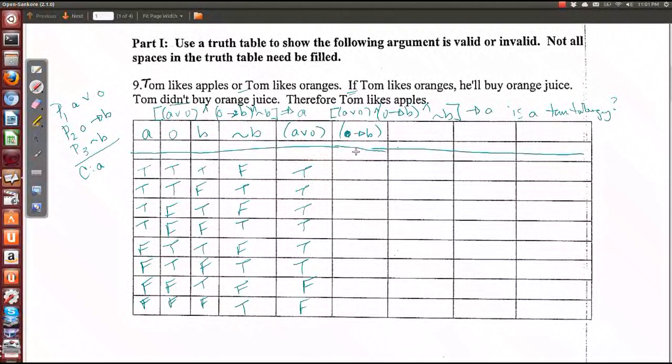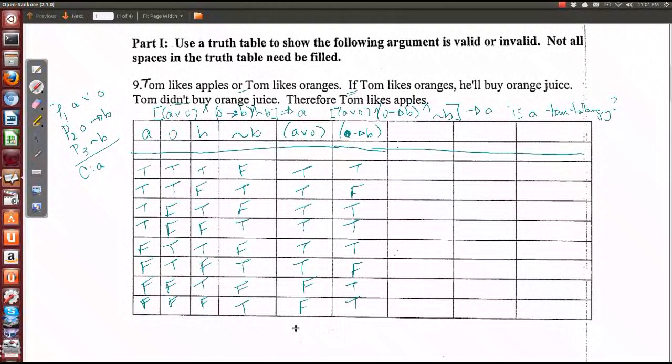For O conditional B, a conditional is a statement that is only false if the antecedent is true and the consequent is false. That happens here on the 2nd row, and it also happens on the 6th row. So that means on my 1st, 3rd, 4th, 5th, 7th, and 8th rows, those are true. And so I've got my three premises.